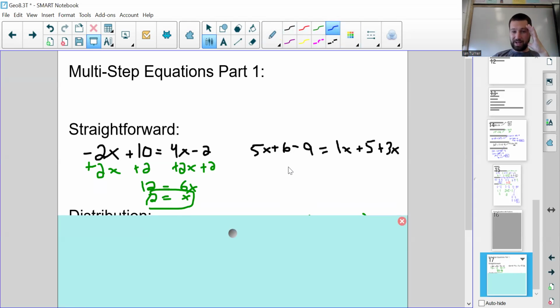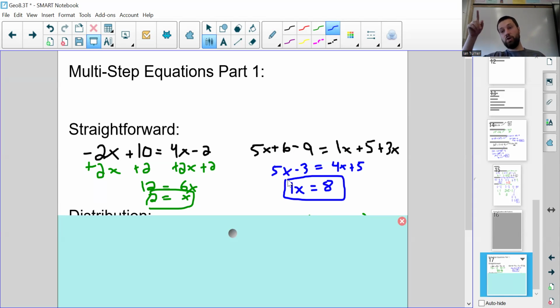But this one, we just want to combine like terms on the same side first. So we get 5x minus 3, positive 6 minus 9 is negative 3. Then on this side, we combine the x's and we get 4x plus 5. Now we're at the same place we were on the last one. Not too bad. And we subtract the 4x and we get 1x, and we add the 3 and we get 8. So we get 1x equals 8. So really not too bad. You got a couple like that. Those should be cruising.